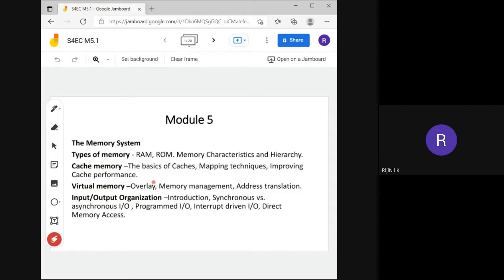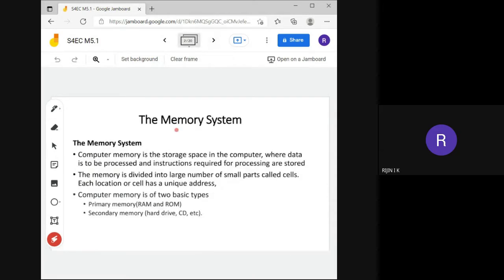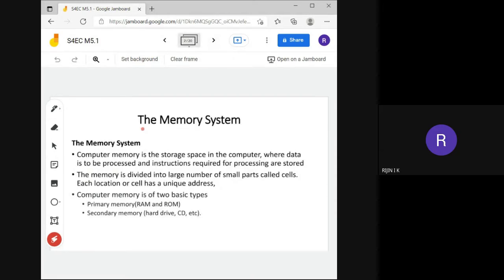Okay, these are the topics. First, we can start with the memory system. What is actually memory? Memory is a storage unit in our computer. We can call it a space for storing data and instructions. That is what memory is.